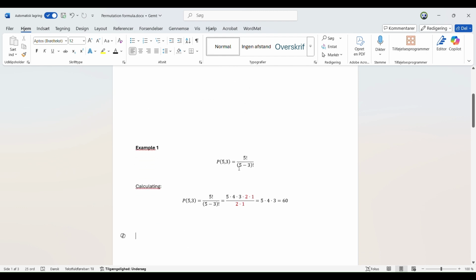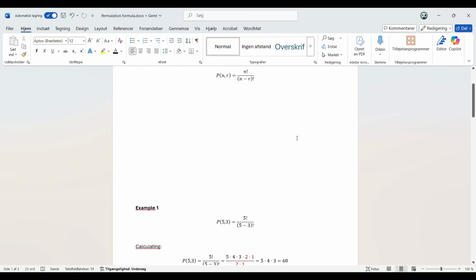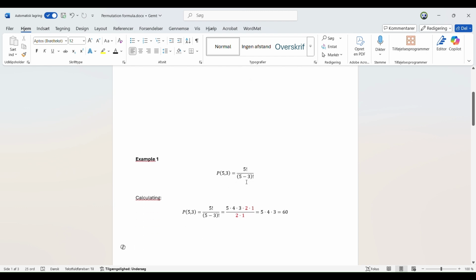So example 1. Let's say we want to find out what the permutation of 5 choose 3 is. And then we just put into our formula up here. So 5 is our n, so we say 5 factorial in the numerator, and we say 5 minus 3 because n minus r factorial in the denominator. So that would be putting into the formula, and if we want to calculate it, I've done it down here.